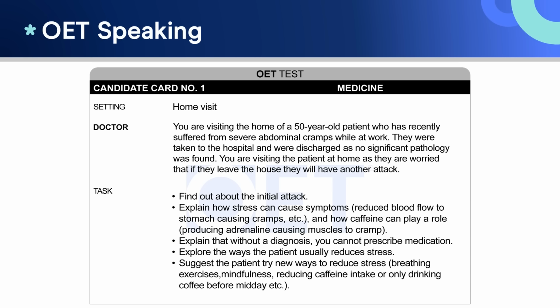Let's take another look at the role play card. Of course, there are some parts of the task in which you need to give the patient information, but can you see any other opportunities for asking questions? That's right, it's here. Explore the ways the patient usually reduces stress. The word explore is suggesting we need to find something out, so this is another great opportunity for asking questions.